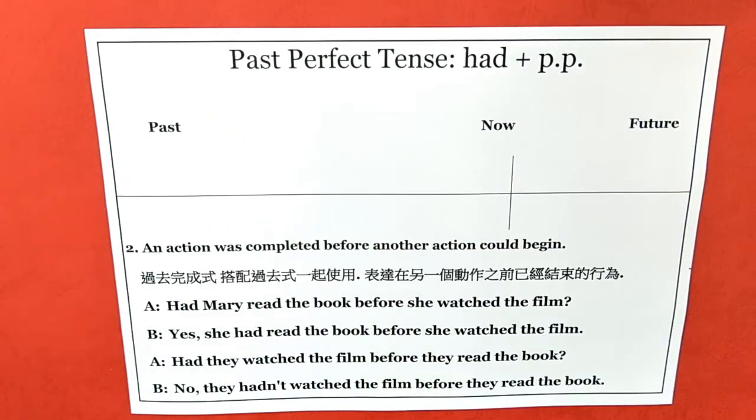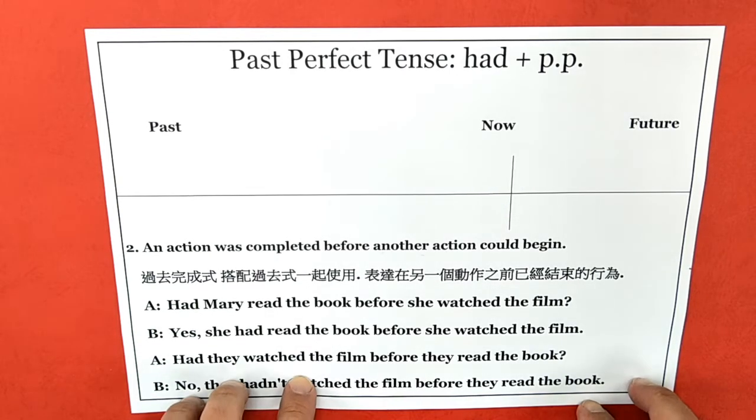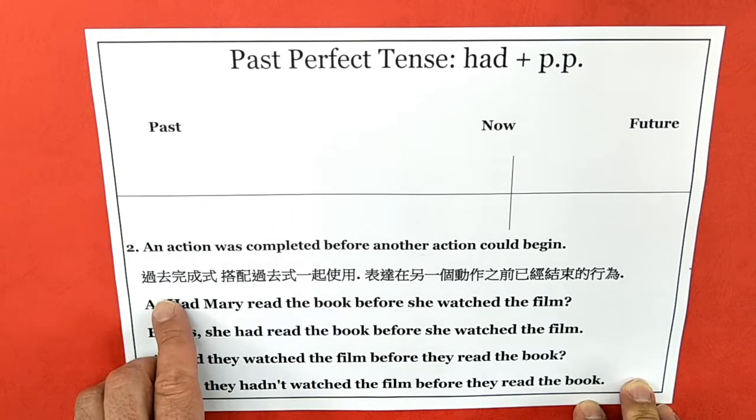Okay? Okay, once again, the past perfect tense, had plus PP. Remember, PP is past participle. In the example, to eat, eat, ate, eaten. Eaten is the past participle. All right, number 2. An action was completed before another action could begin. Okay, that's easy.